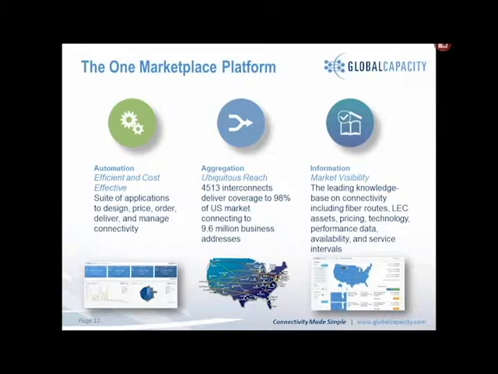The automation and application piece is that software piece that lets you interact and put the information you're looking to in and get information back. The aggregation piece is bringing together a bunch of fragmented elements to work as one unified whole. And the information is visibility, providing you enough information to put your requirements out, to gain the solution you're looking for, and make an informed decision.